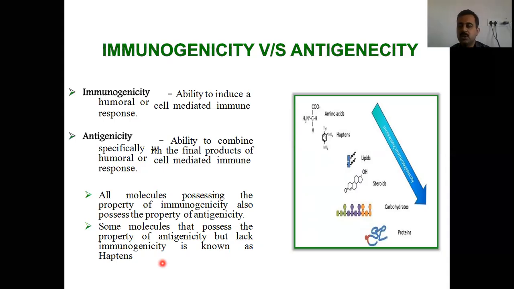Once the immunological response gets started and certain antibodies or cells start forming in the body, only when the antigen binds to those cells can we say that antigenicity has been produced. You can see that amino acids, haptens, lipids, carbohydrates and proteins are said to be highly antigenic in nature. Haptens are molecules which start the immunological response but do not specifically bind with the product of the immunological response. Correct?